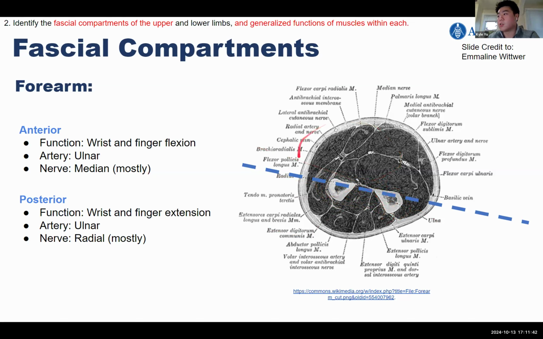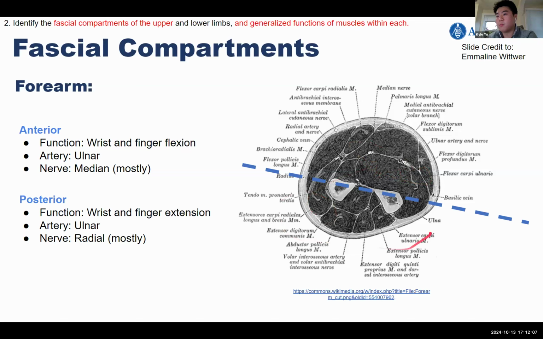So in the anterior portion, which is what I'm highlighting right here, the function is primarily wrist and finger flexion. And if you can see here, there's actually a bunch of muscles. They're called flexor muscles. So they are very handily named after the function that they do. So in here, it's mostly supplied by the ulnar artery, and then supplied by the median nerve mostly. There are small exceptions, but mostly the median nerve.